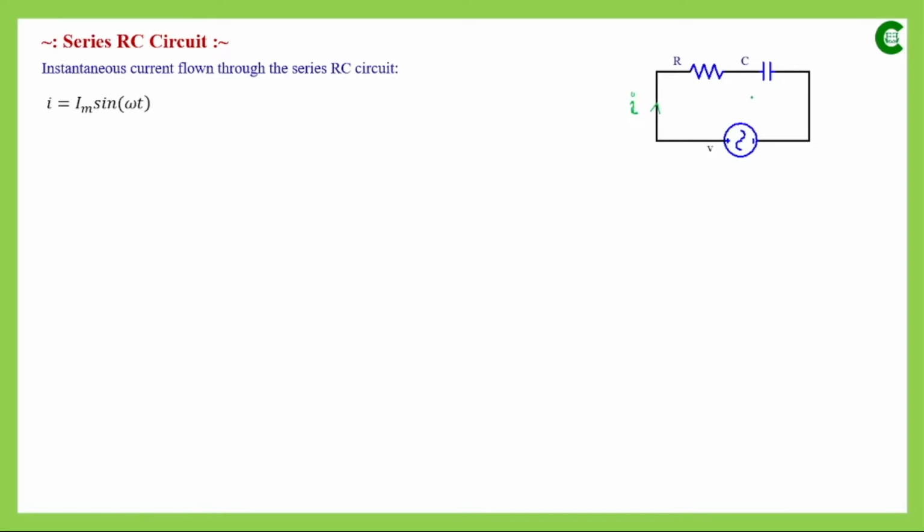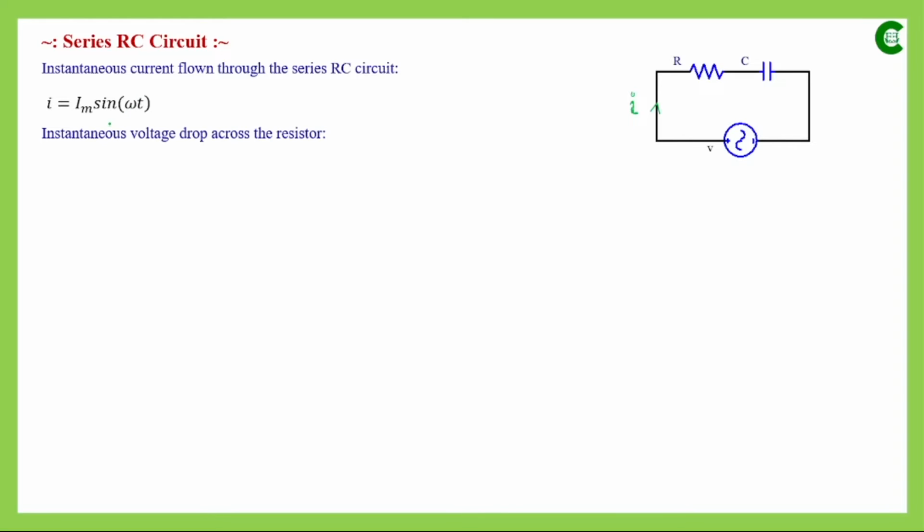Now since this is a series circuit and current is the common factor here, the same current flows through resistor and capacitor. So here the current has been taken as a reference, and that too will be a sinusoidal AC current. So i will be represented by Im sin omega t, the instantaneous current.